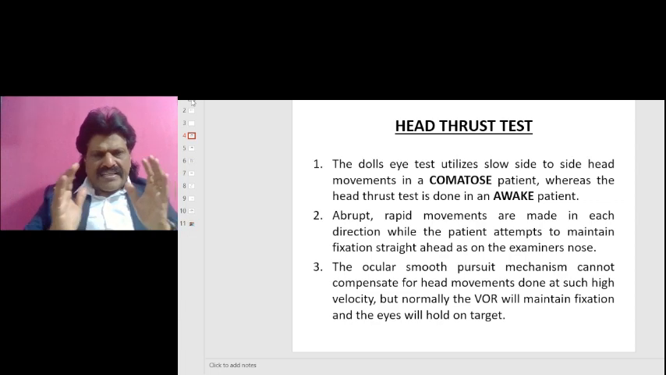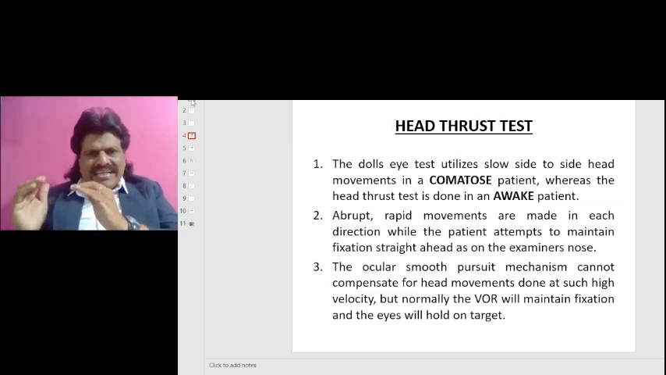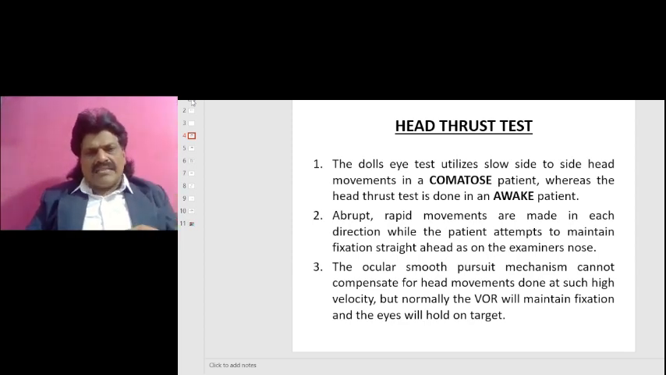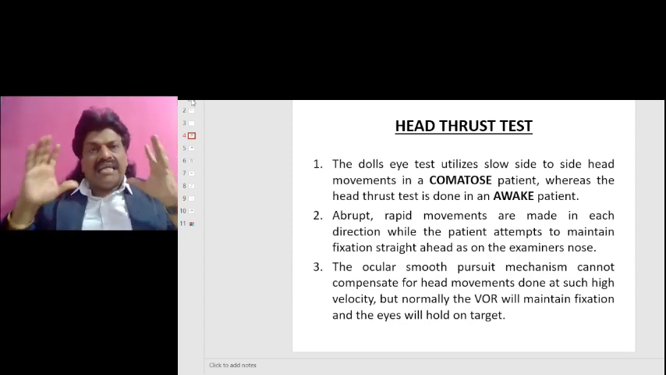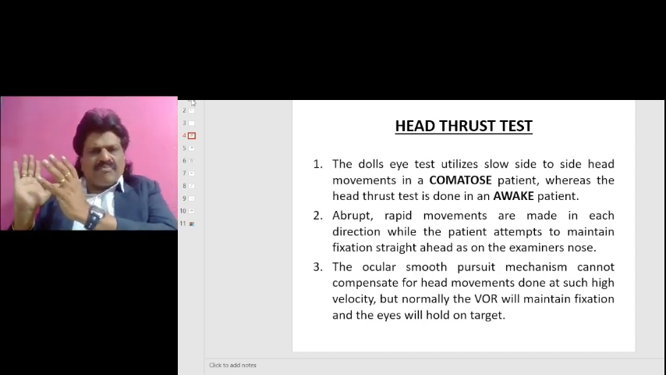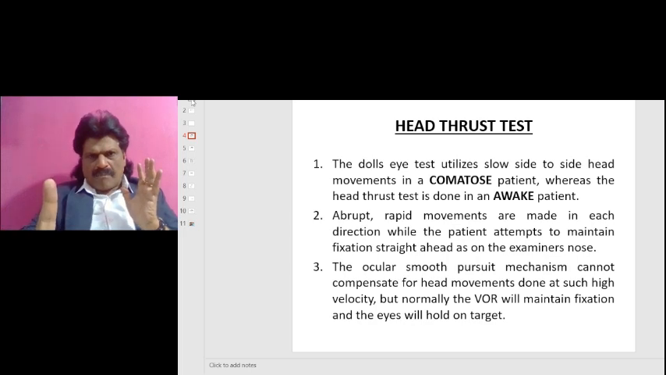The doll's eye test utilizes slow side-to-side head movements in a comatose patient, whereas the head thrust test is done in an awake patient. A very important difference. Abrupt, rapid movements are made in each direction while the patient attempts to maintain fixation straight ahead, as on the examiner's nose.